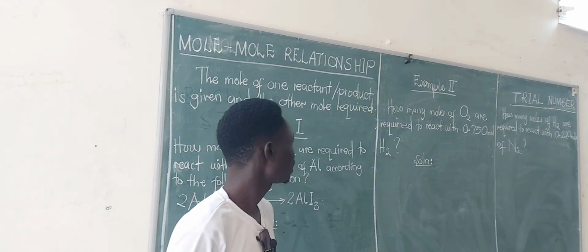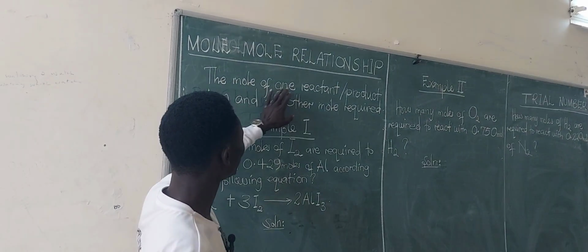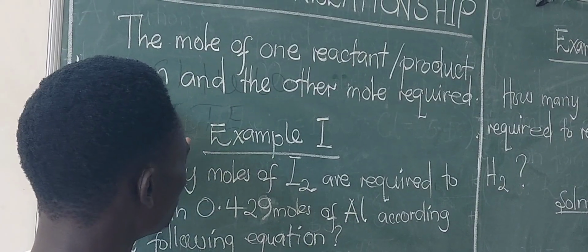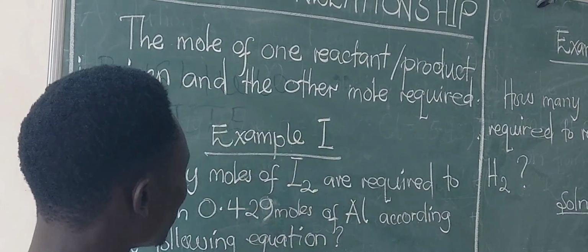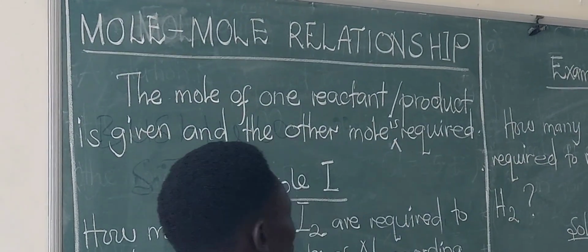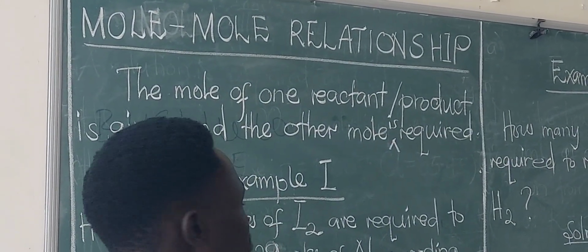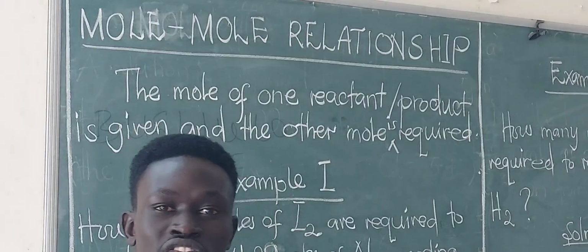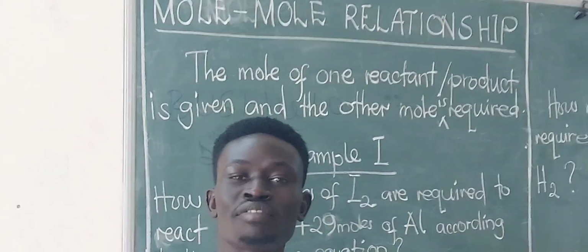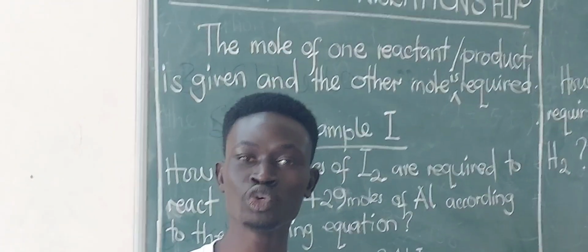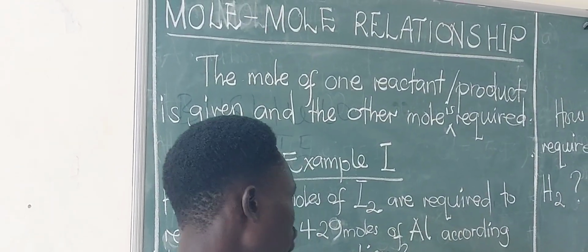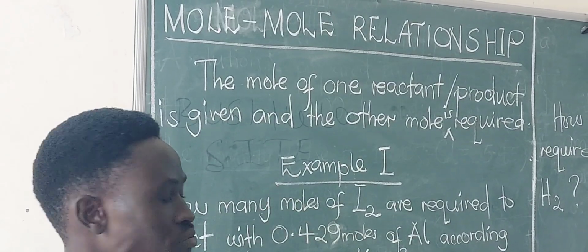So now let us see, the moles of one reactant or product is given and the moles of the other are required. In this case, maybe you are given the moles of a reactant, and then they tell you to solve for the moles of a product. Then you can use this relationship to solve for the moles. Let us see example one.